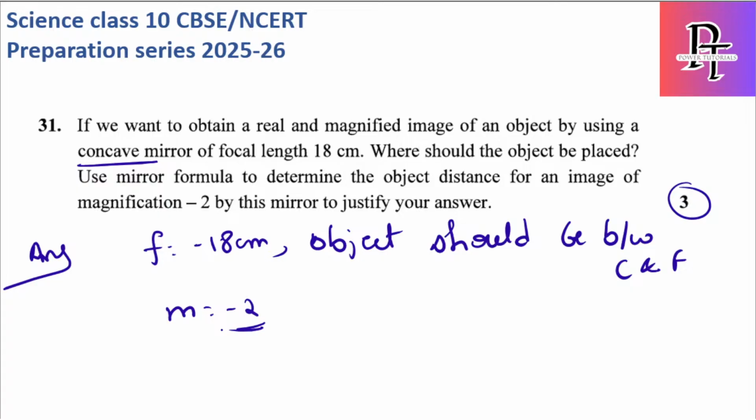Okay, so in this question we have to use that minus 2 value and the focal length value, which is minus 18 centimeters, and then we have to get the u and v values using the magnification formula. So for this, what is the magnification formula? I'll write it here.